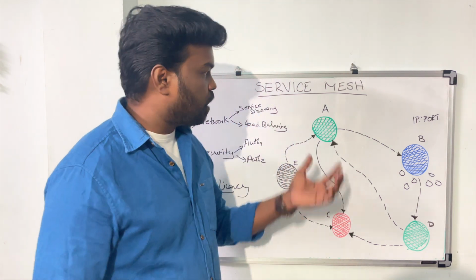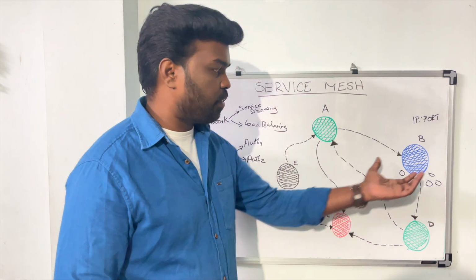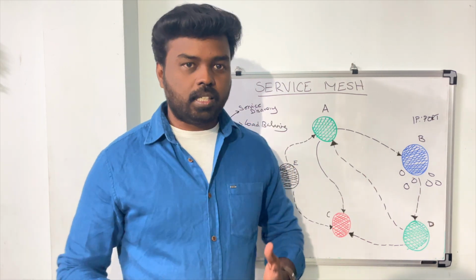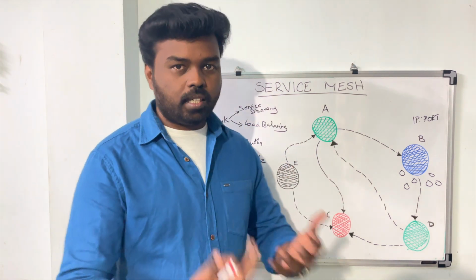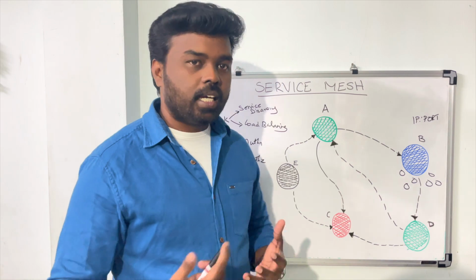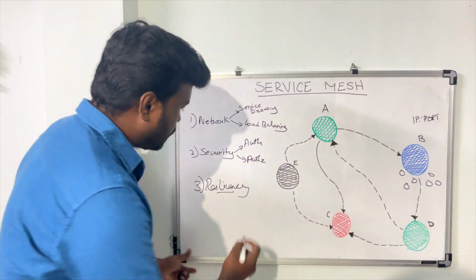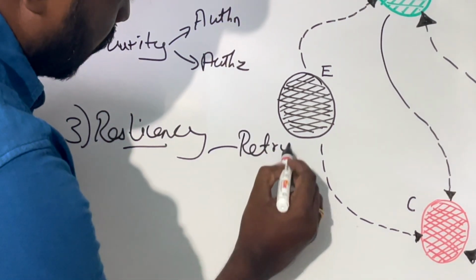Now, in this case, service A shouldn't just give up. It should do a retry, because most of the time in network-based communication, the fault could be just a temporary fault. It could be a transient fault. So if service A retries the same request, there is a good chance that service B might return a positive response. So that is something that we need to consider when we implement resiliency.